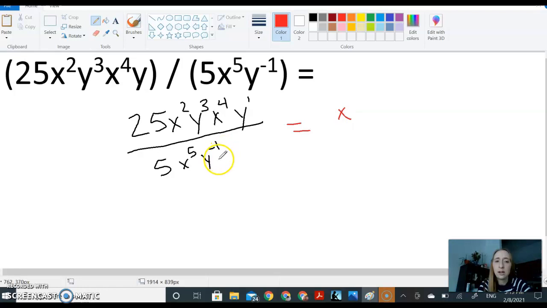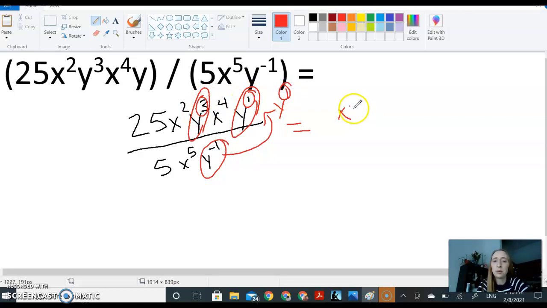All right, let's go ahead and look at all the y's now. I see a y here, a y here, and a y here. I'm gonna move this one to the top by flipping the sign. So I'm gonna put that up top as y to the first. So now we have 3 plus 1 plus 1 is going to be 5, so I'm going to put y to the fifth. All right, let me get rid of those really quick.